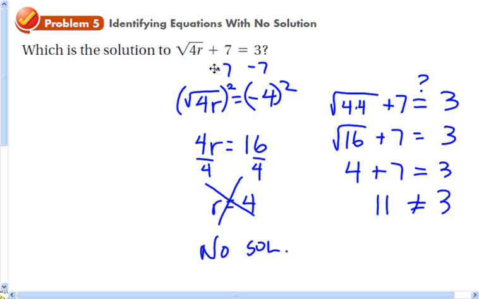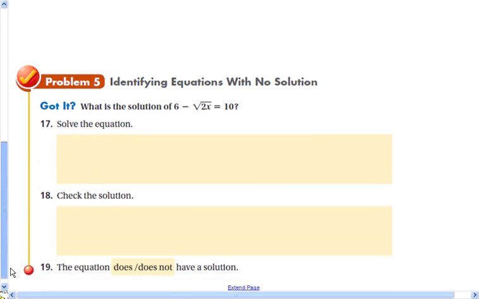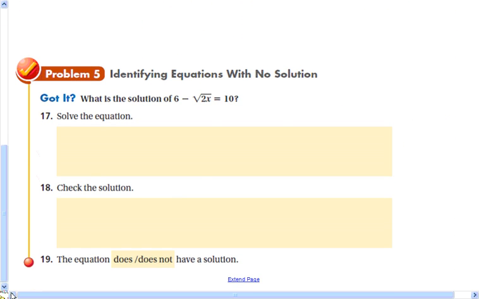And if I go back a step here, just think about this step. If I do the square root of 4r plus 7 equals 3, when I subtracted 7 from both sides, I ended up with this. And right there, you might know there's no solution because this means the positive square root of 4r equals a negative number, which is impossible. So you could stop there and say, no, that's not going to work. All right, I'll let you try it.